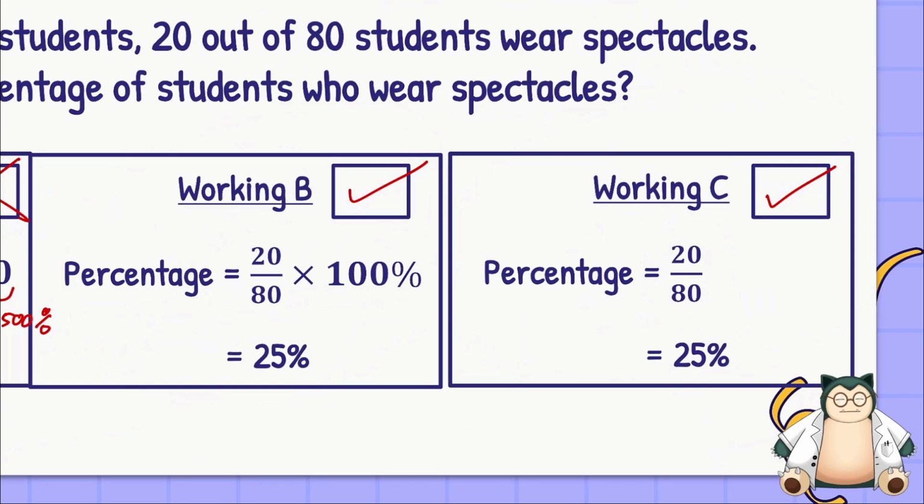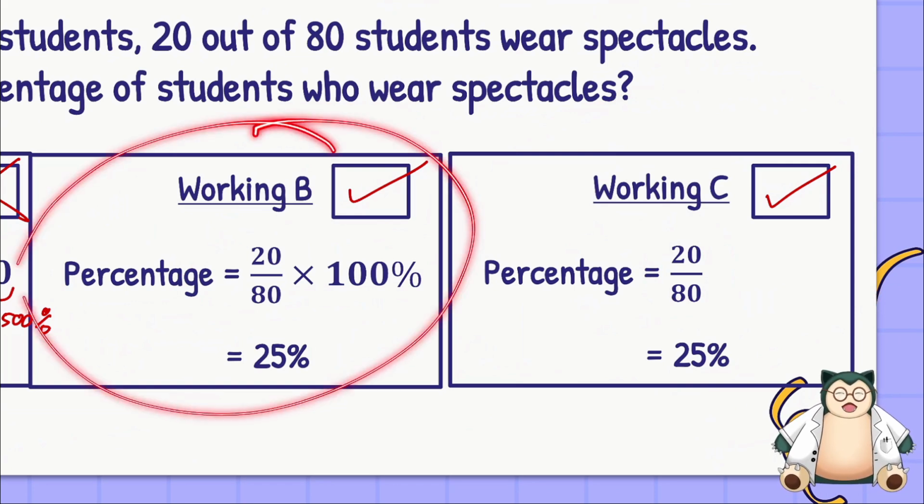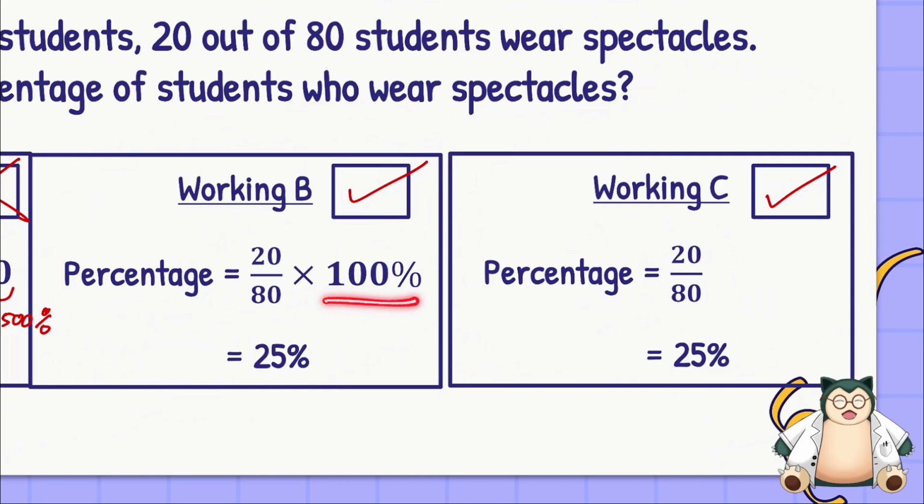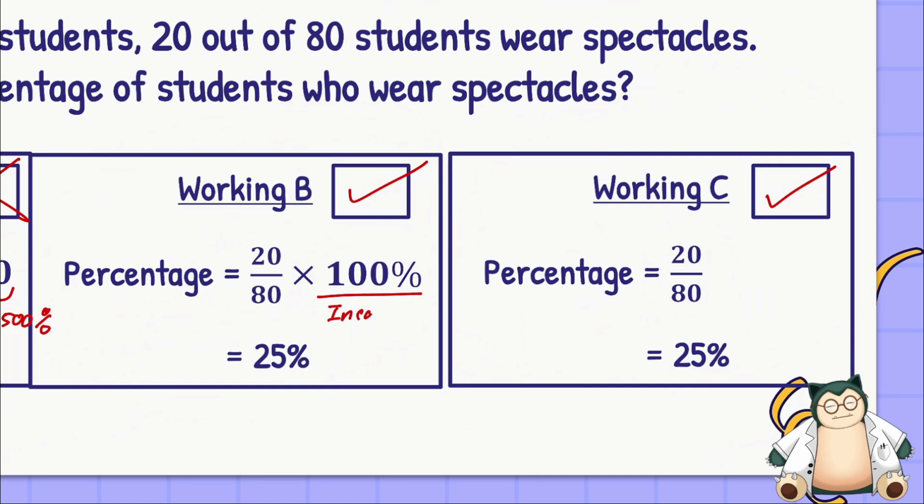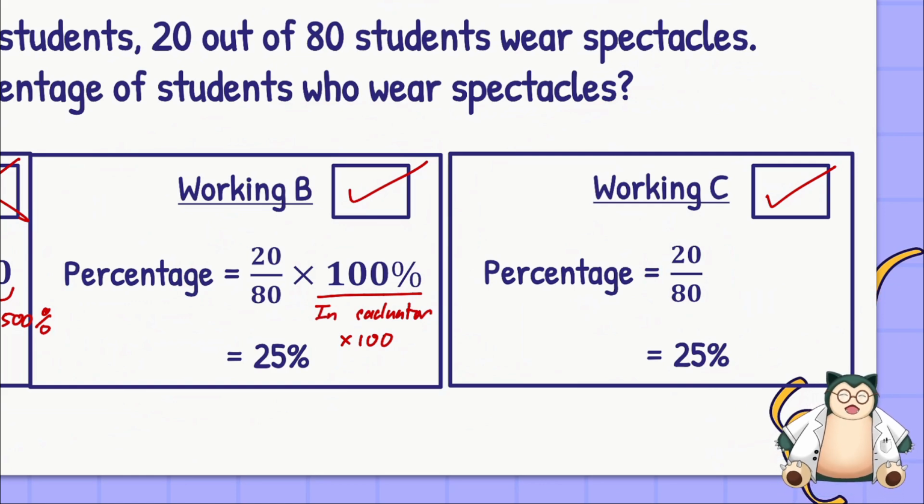Okay, so personally, I like working B because I can see clearly that you're multiplying by 100%. However, I understand that some students may have the misconception of typing this into your calculator, and then it will give you 0.25, which is incorrect. So just take note that you can write this as your working, but in your calculator, you just multiply by 100. Is that clear?